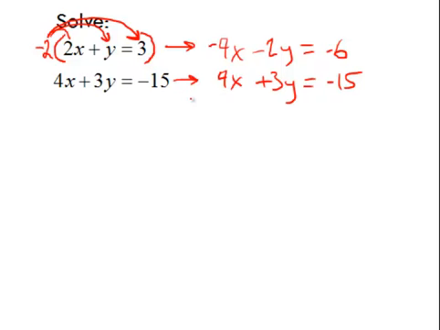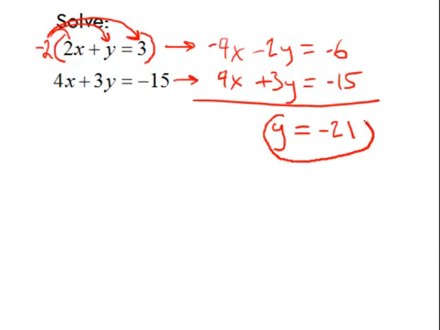And at this point, if I add these equations together, negative 4x and positive 4x, well, they've been eliminated. And here with the y's, negative 2y and positive 3y add up to a single positive y. And negative 6 and negative 15 add up to negative 21. And the solving step's already done. Y is already by itself. And so I've got one of my two numbers.